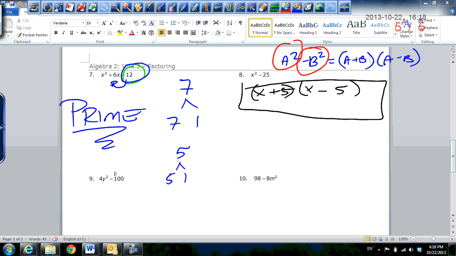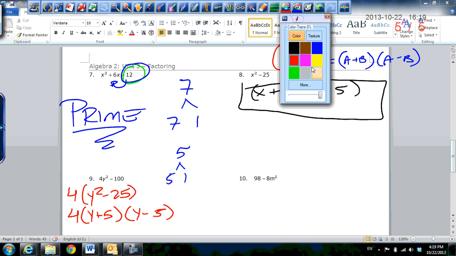On number 9, what can we take out of all of those? We always got to look for GCF first, and that's a 4. So y squared minus 25. And then once again, we have the difference of squares right there. So 4, and then y and y, square root of 25 is 5, we just did that, and one's a minus and one's a plus. Like I said, it doesn't matter which order you do it in, as long as one is positive and one's negative.